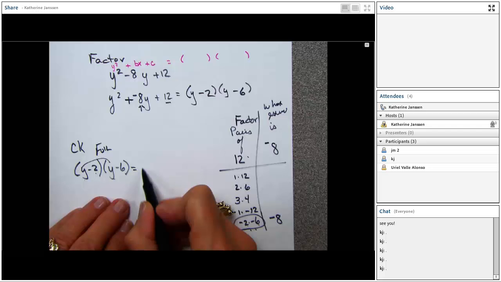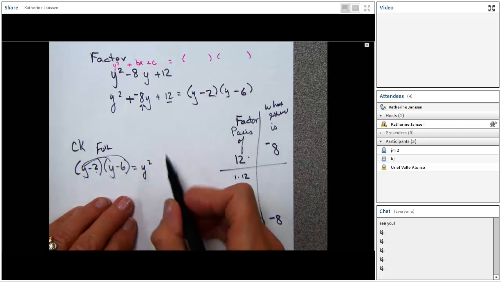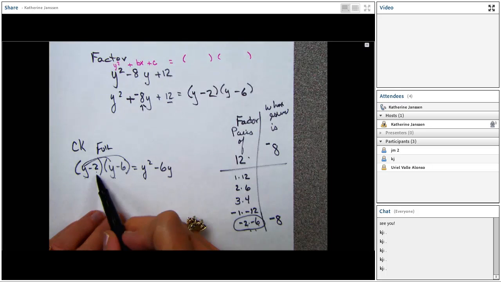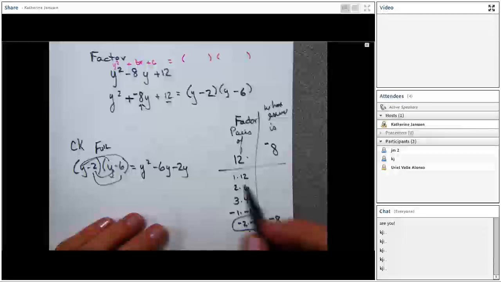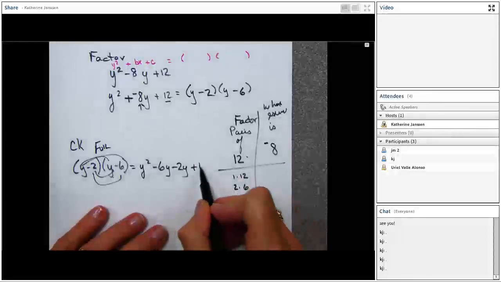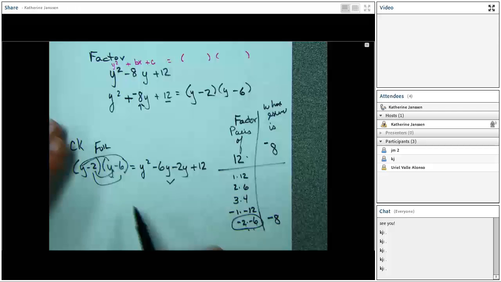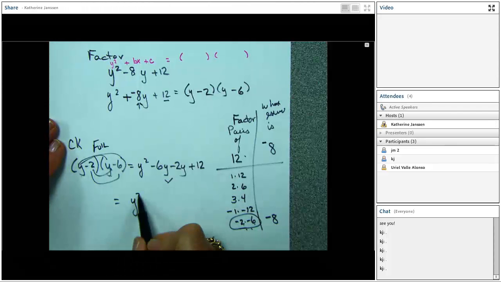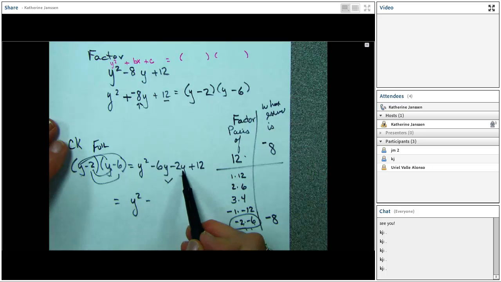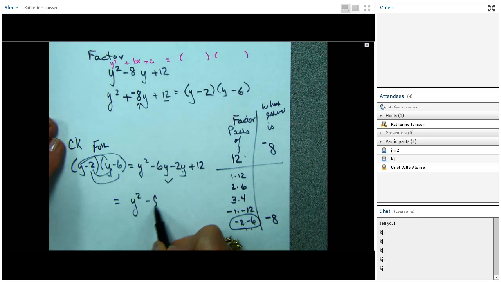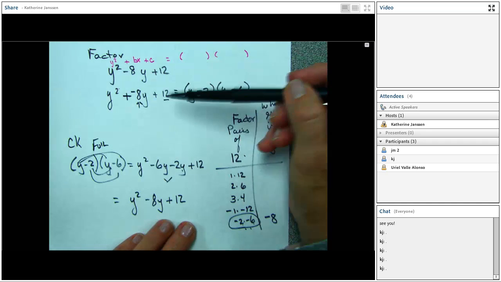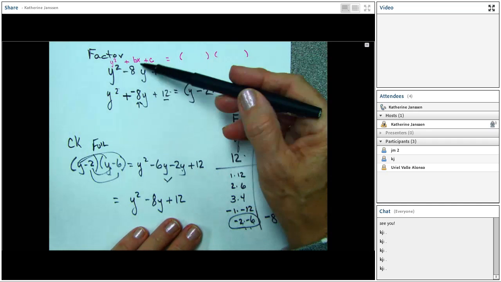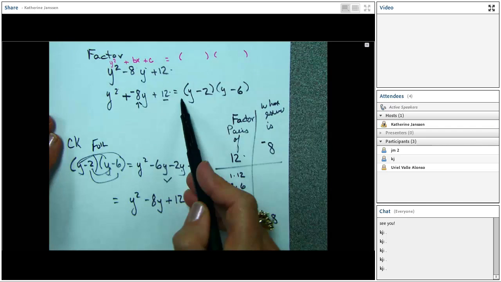Y times y is y squared. Y times a negative 6 is a negative 6y. My inner terms will be a negative 2y. And my last terms, a negative 2 times a negative 6 is positive 12. With FOIL, we expect to collect those like middle terms. Y squared, a negative 6y plus a negative 2y would be a negative 8y. Y squared plus a negative 8y plus 12, our original y squared minus 8y plus 12. You can circle your answer.